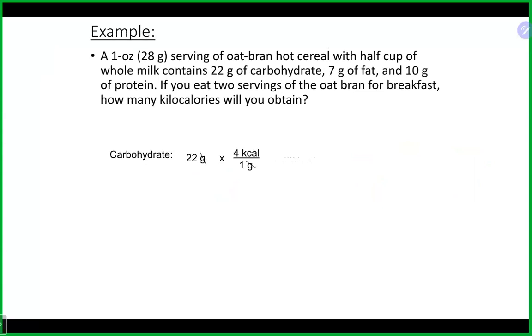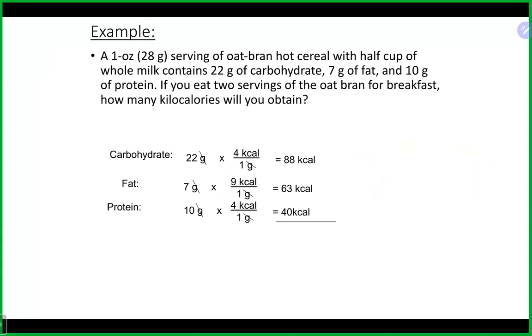I think we'll skip that one there. That's just an example of nutritional calories here.